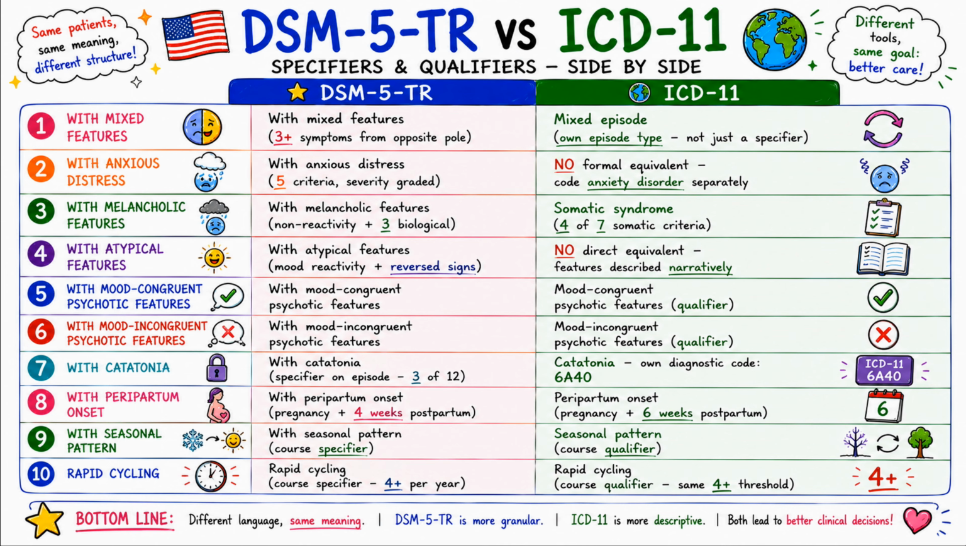Psychotic features. Both systems make the congruent-incongruent distinction, closely aligned. Catatonia, specifier in DSM, its own separate code 6A40 in ICD-11. Peripartum, 4 weeks in DSM, 6 weeks in ICD. Seasonal pattern essentially identical in both. Rapid cycling same 4 per year threshold in both. Summary, content is very similar across both systems. The main differences are structural, and the 2 genuine DSM-only gaps are anxious distress and atypical features.